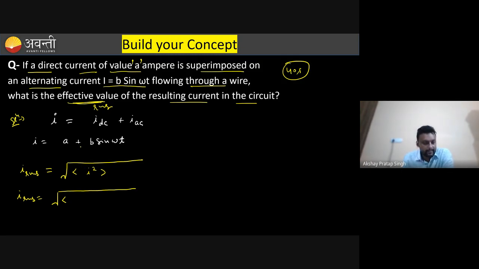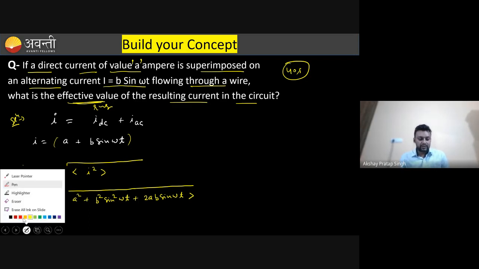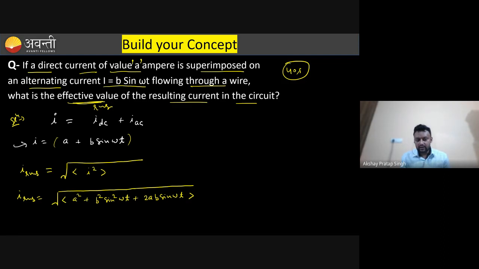It seems correct. If you square this current, it will become A square plus B square sine square omega t plus 2AB sine omega t, average. Now tell me one thing. Everyone should answer the first few steps of this question: how I calculated the total current, then how to write the RMS current, and then this step. Are these two, three steps clear to everyone? If it is clear, then our task is going to be very simple now.